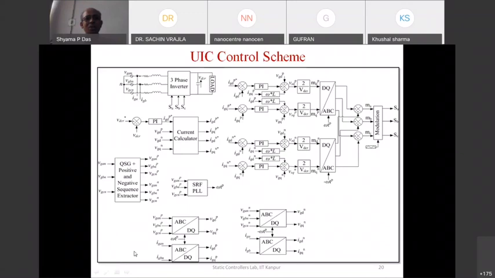The objective is we make it operate in a unity power factor, and we make the active power oscillation 0, and hence the DC link has got the steady power flow here. Next slide.